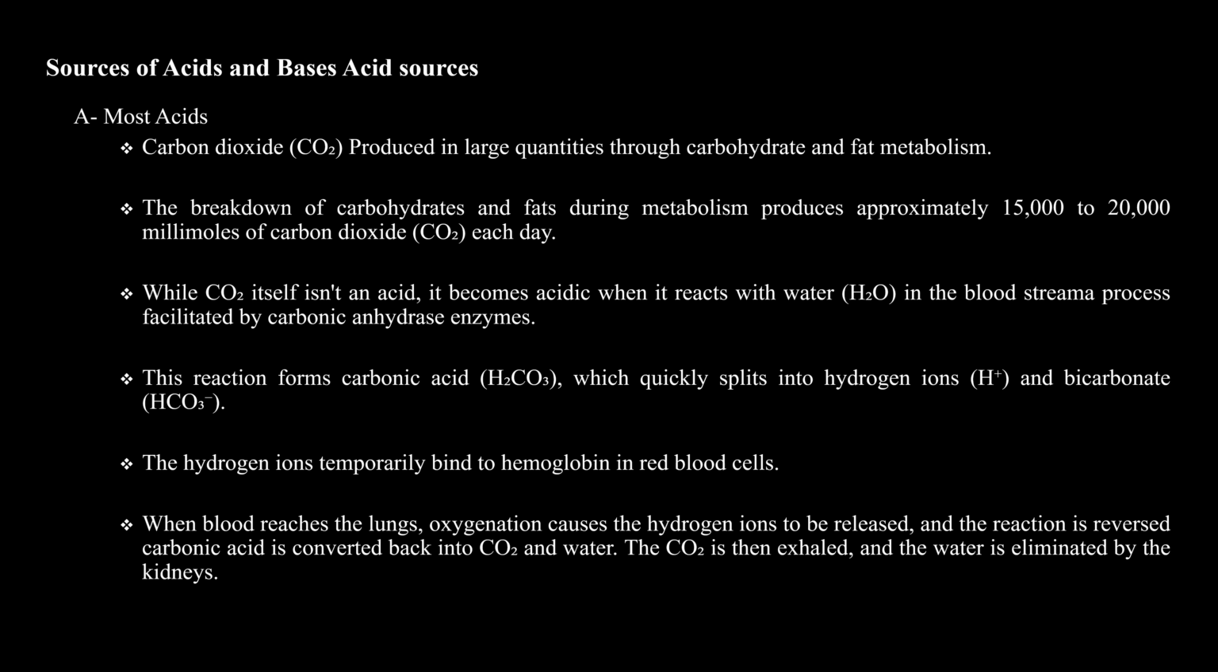Sources of acid-base products. The most important acid is carbon dioxide, produced through metabolism, about 15,000 to 20,000 milliliters of carbon dioxide a day. It reacts with water H2O in the blood, facilitated by carbonic anhydrase, forming carbonic acid, which dissociates into hydrogen ion and bicarbonate. The hydrogen ion is temporarily bound to hemoglobin in the red blood cell. In the lungs, during oxygenation, the hemoglobin releases the hydrogen ion, which returns to carbon dioxide and water. The carbon dioxide is then expelled, and the water is eliminated by the kidney.